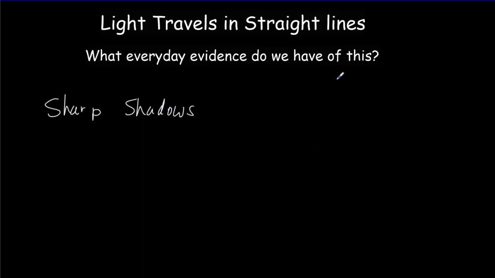But when light is coming from a single source, such as the sun, when it hits an object, it leaves a sharp shadow. And it will be in the same shape as the object, except for some stretching due to the angles involved. So if light didn't travel in straight lines, we wouldn't get these sharp shadows.